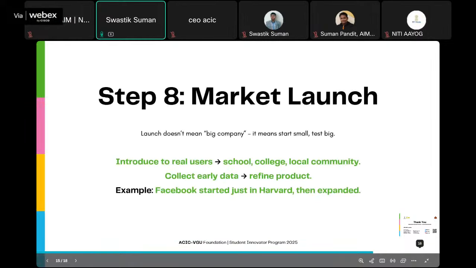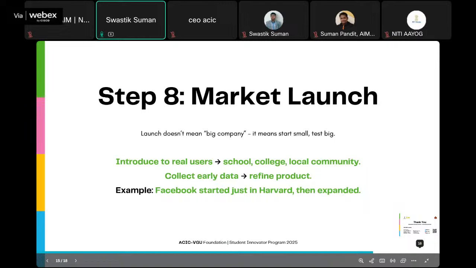So here we have our step 8 on market launch. It is about introducing the product to the real users, for example anything related to school or college or the local community. As we talked about the bottle story we discussed, they tested it from class to the school authorities, and then from that same school they stepped out and built a community.